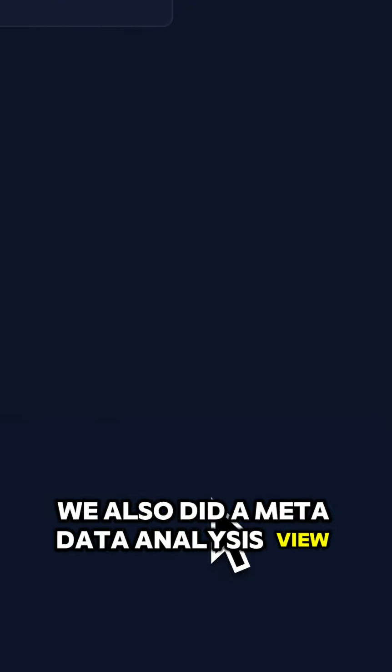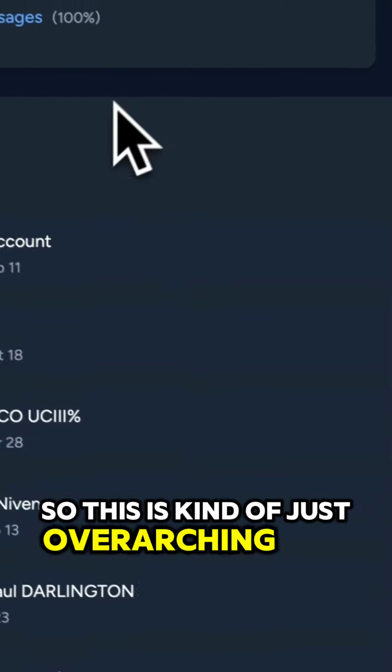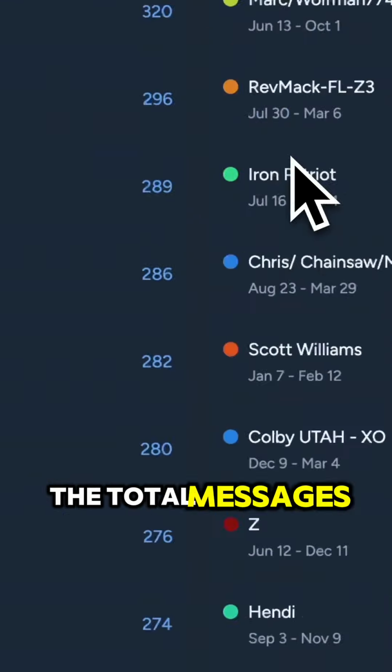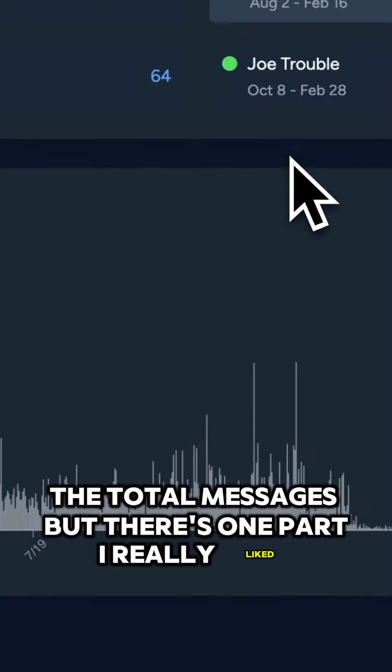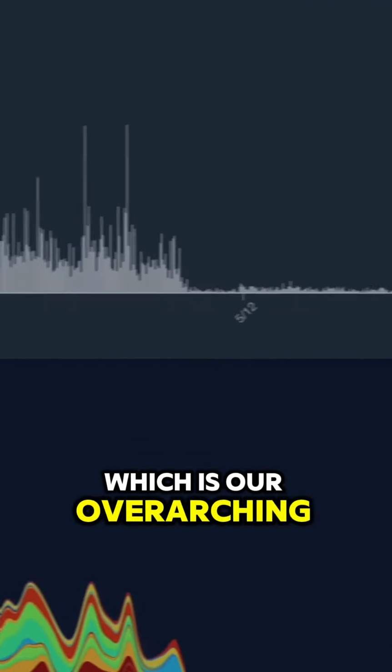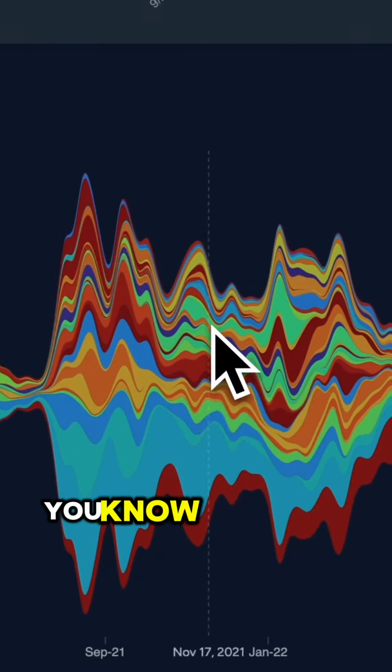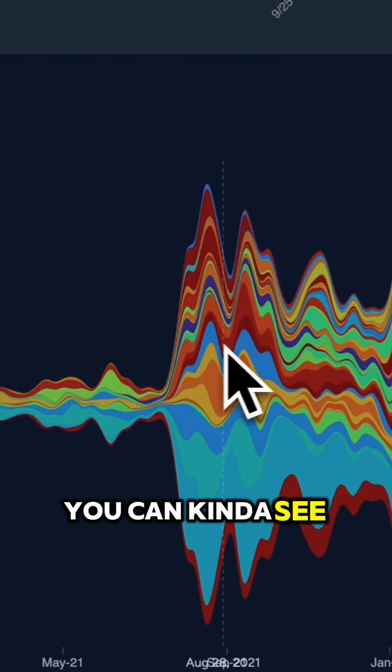We also did a metadata analysis view. So this is kind of just overarching data, the busiest time, the total messages. But there's one part I really liked, which is our overarching histogram and stream graph. This is a stream graph colored by each sender. You can kind of see the volume.